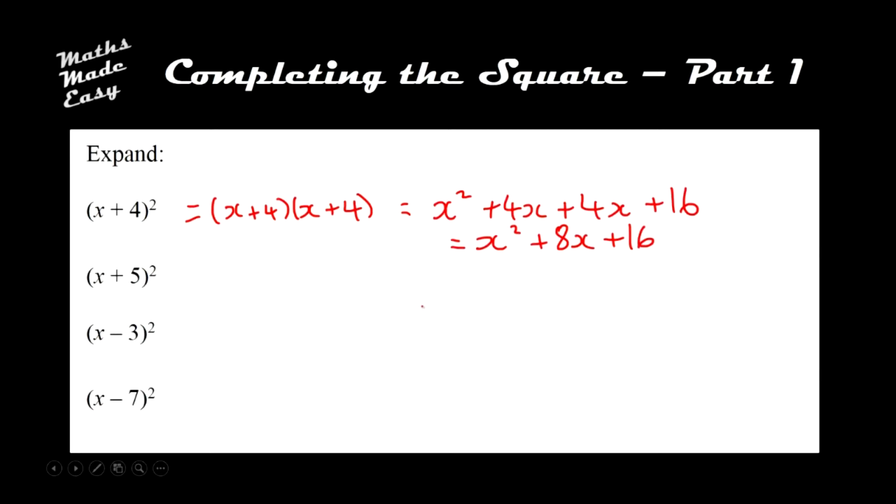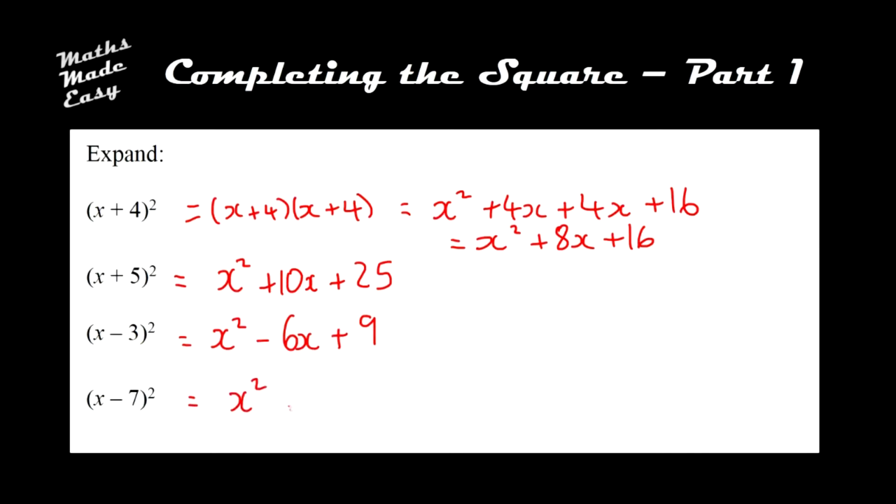When you expand this one, you end up with x squared plus 10x, because you get 5x and 5x, and then plus 25. This one, you have x squared subtract 6x, since you end up with negative 3x and negative 3x, but then positive 9, because negative 3 times negative 3 is positive 9. And this one here, x squared subtract 14x, and then plus 49.